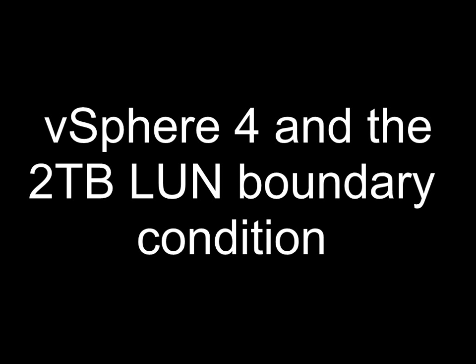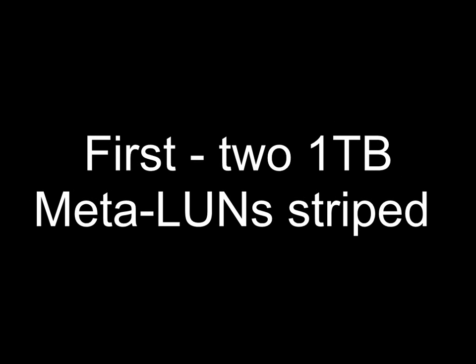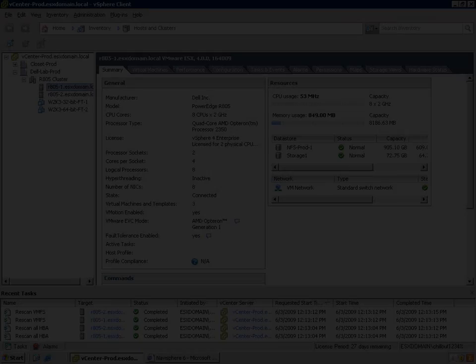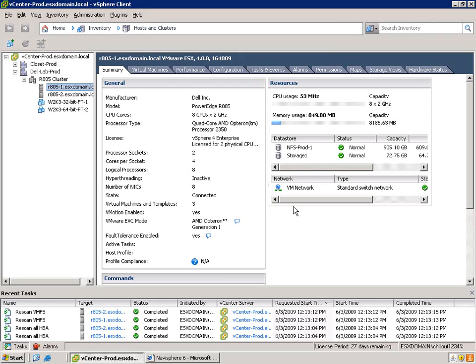Notice some interesting behavior about vSphere 4 and the large LUN 2 terabyte boundary condition. So first, let's take a look at a Clariion with 2 1 terabyte metaLUNs that are striped. So basically creating a 2 terabyte LUN out of a striped metaLUN.